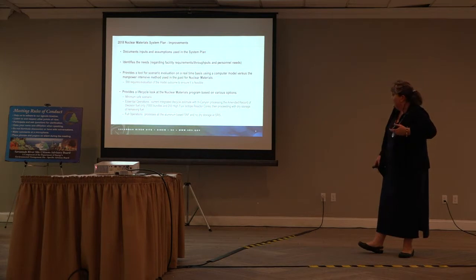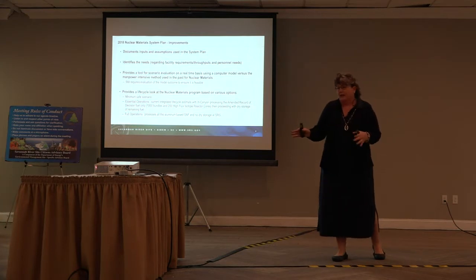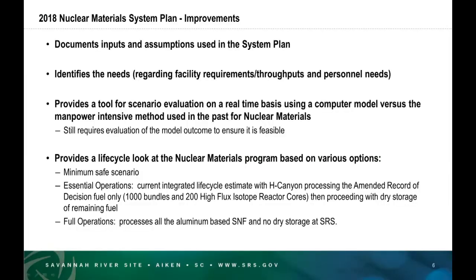What did I forget? So we basically have 3 scenarios that are documented in the plan that's draft right now. The department hasn't approved this plan. But one is a min-safe condition, which is where we don't make progress, but we keep everything safe. Another scenario is essential operations. And that's basically what we're doing right now with our spent fuel. And that's processing the 1,000 metric ton or 1,000 bundles and the 200 heifer cores. Doesn't do anything else, it's just that amount. And then we call the last one our full ops. If we were to actually disposition everything that we needed to, that's our full ops scenario.